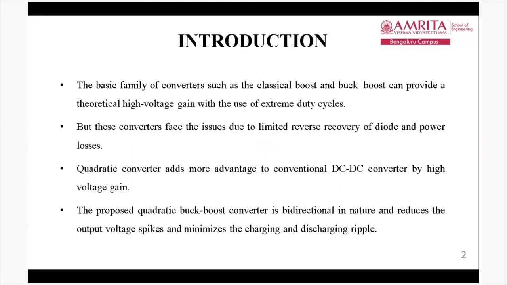So the basic family of converters such as classical boost and buck boost can provide a theoretical high voltage gain with the use of extreme duty cycles. But these converters face the issues of reverse recovery of the diode and power losses. Quadratic converters add more advantages to the conventional DC-DC converter by high voltage gain. The proposed quadratic buck boost converter is bidirectional in nature and reduces the output voltage spikes and minimizes the charging and discharging ripple.